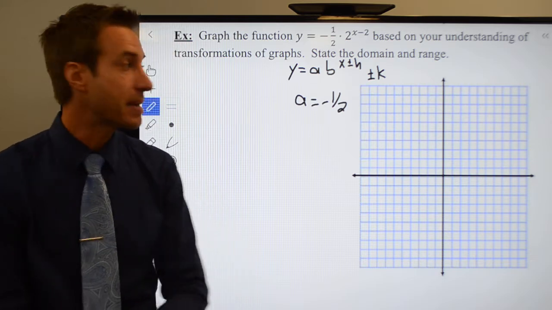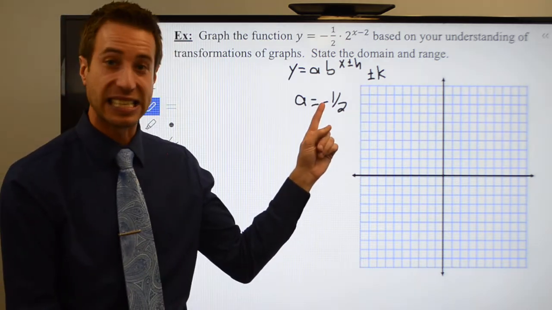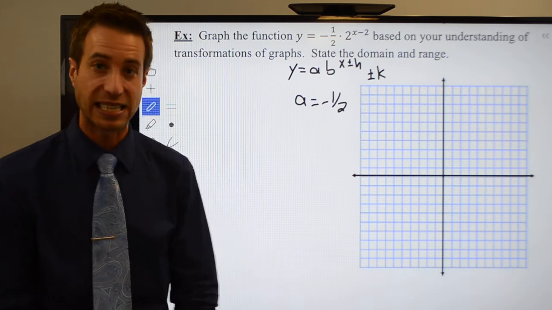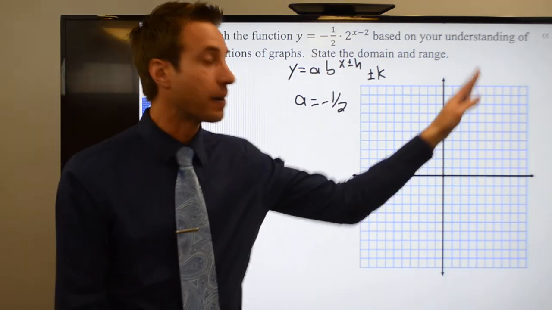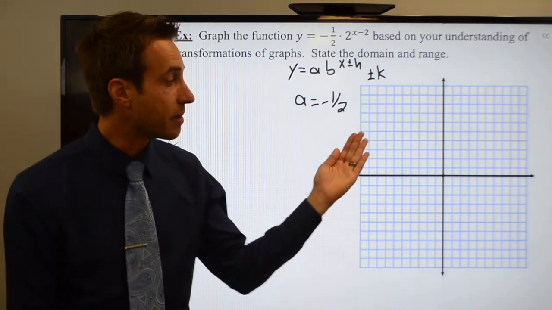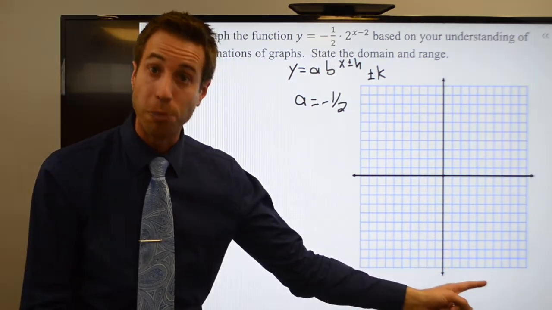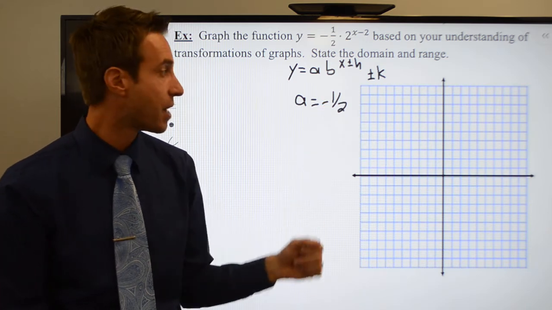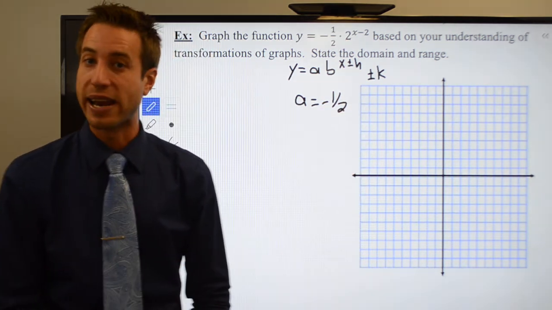Now let's talk about what that means. First of all, please notice that the a is negative. What is now going to happen is I'm going to have a reflection across the x-axis. Instead of my graph opening up, my graph is now going to be flipped over the x-axis and open down below the x-axis. So that's what the negative sign does. And then the fact that a is a 1/2.